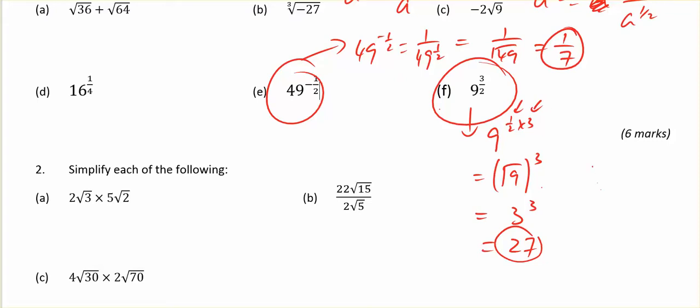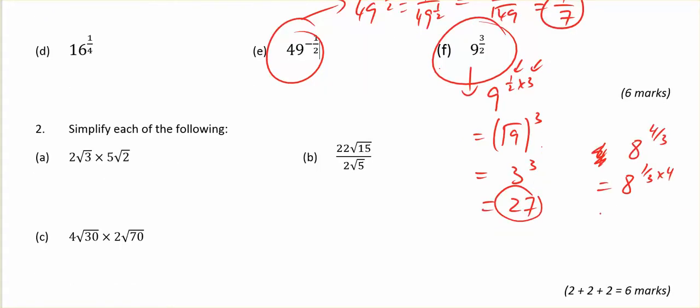Another example I can quickly do is 8 to the power 4 over 3. Now 8 to the power 4 is a huge number, because it's 8 times 8 times 8 times 8. I don't know how to work that out, so you can break it down into a third times 4, because 4 on 3 is the same as a third times 4. So 8 to the power third is the same as the cube root of 8, and we're raising it to the power 4. The cube root of 8 is 2, and 2 to the power 4 is 16, because it's 2 times 2 times 2 times 2, which is 16.